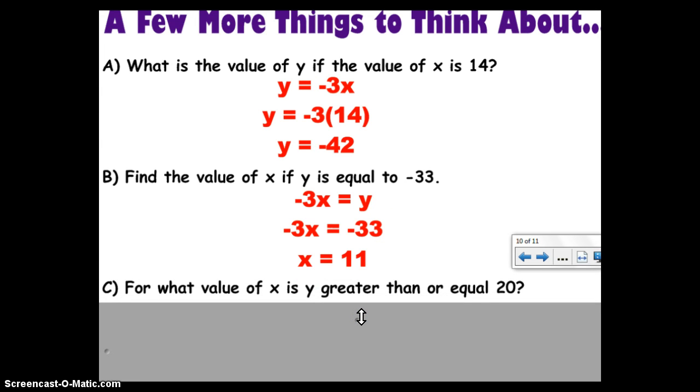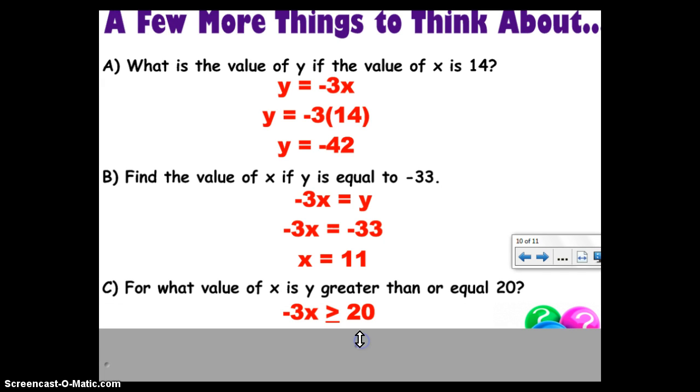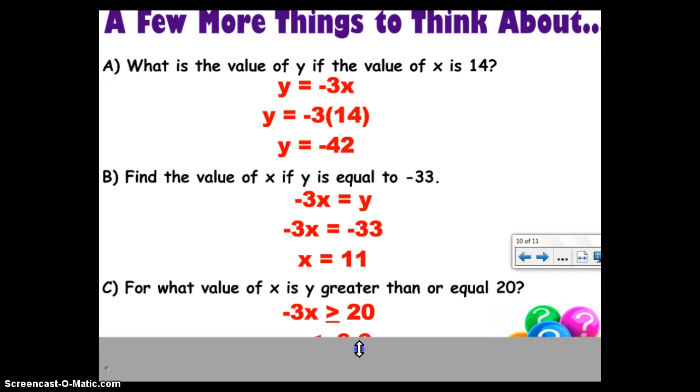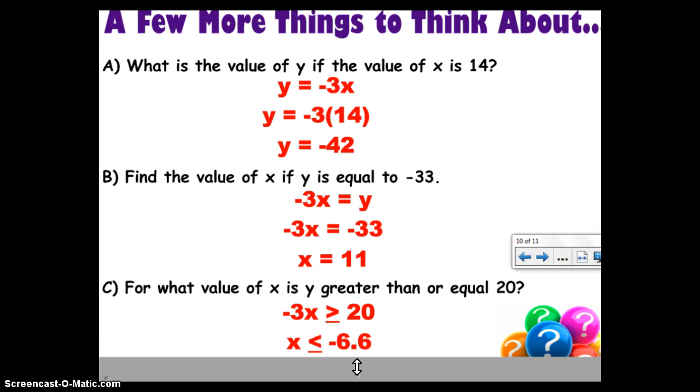For what value of x is y greater than or equal to 20? So I set up my inequality. I will divide by -3. Since I am dividing by a negative number, I must flip my inequality, and I am left with x is less than or equal to -6.6 repeating, or -6 2/3.